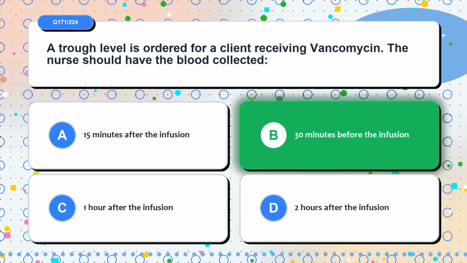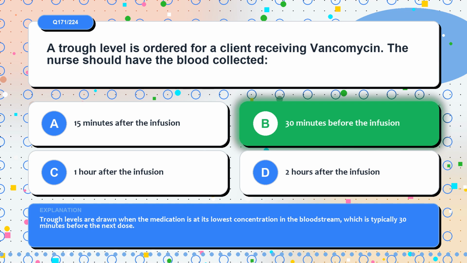The correct answer is option B. 30 minutes before the infusion. Trough levels are drawn when the medication is at its lowest concentration in the bloodstream, which is typically 30 minutes before the next dose.